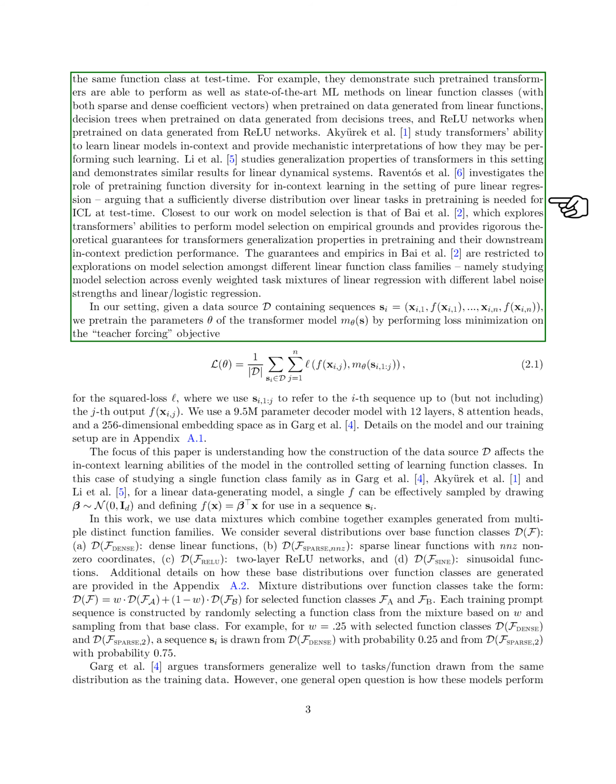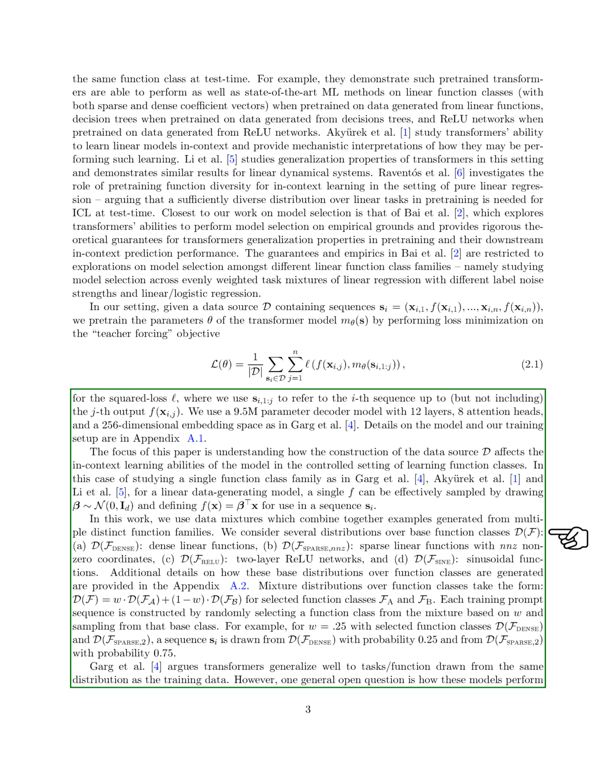For example, transformers pre-trained on data generated from linear functions, decision trees, and ReLU networks are able to perform as well as state-of-the-art machine learning methods on these respective function classes. We also explore the role of pre-training function diversity for in-context learning in the setting of pure linear regression. We argue that a sufficiently diverse distribution over linear tasks in pre-training is needed for in-context learning at test time.